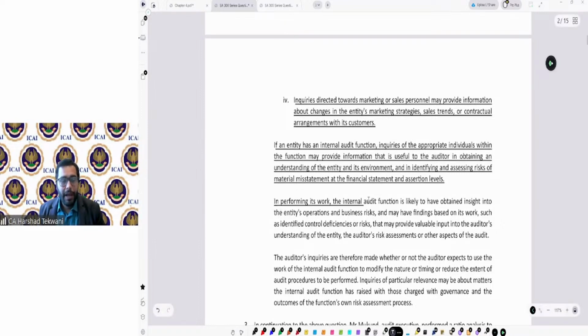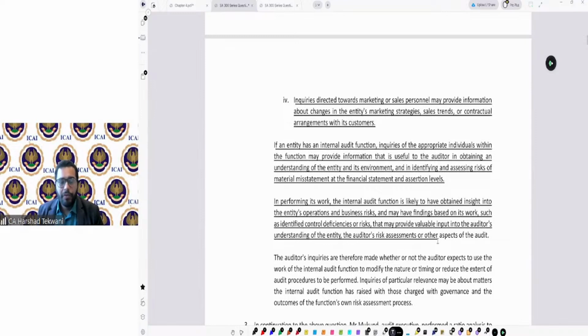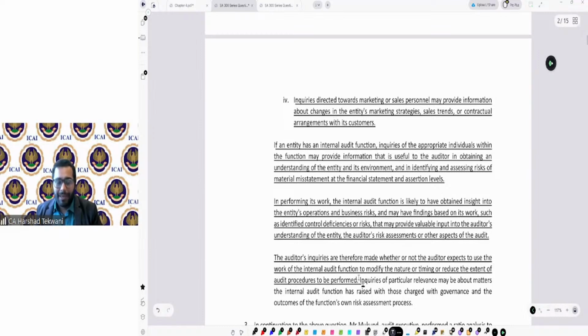In performing its work, the internal audit function is likely to have obtained insight into the entity's operations and business risk, and may have findings based on its work, such as identified control deficiencies or risks, that may provide valuable input to the auditor's understanding of the entity and the auditor's risk assessment and other aspects. The auditor's inquiries are therefore made whether or not the auditor expects to use the work of the internal audit function to modify the nature, timing, and extent of the audit procedures to be performed. So, irrespective of whether I want to use the work of internal audit or not, I will make inquiries.